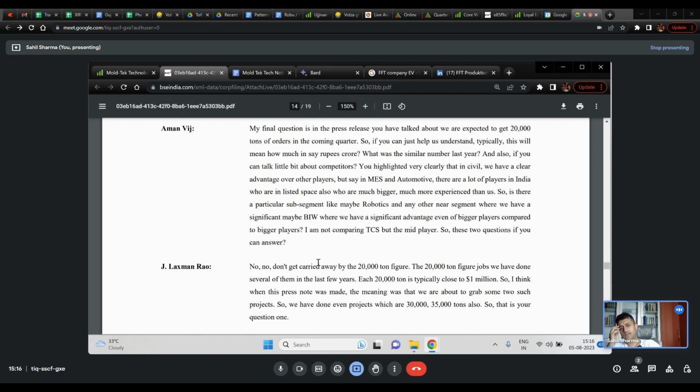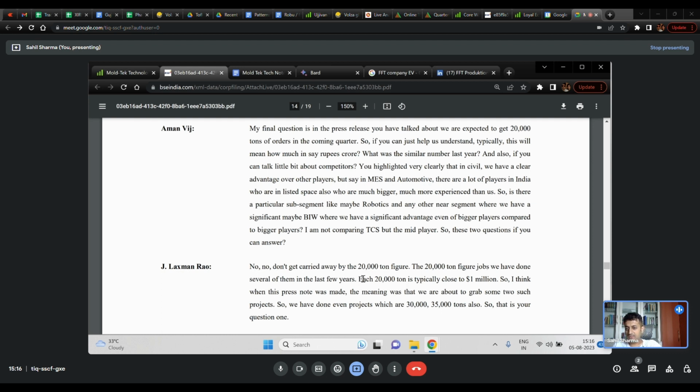Now, Aman is asking, what does this 20,000 ton of order mean in terms of rupees? And then he's asking, is there a particular sub-segment like robotics where we have competitive advantage versus others? Because there are lots of players in India in the listed space, probably in automotive, like KPIT, etc., who are much more experienced than Moltech, right?